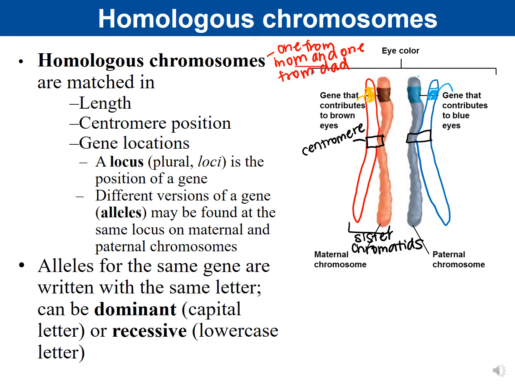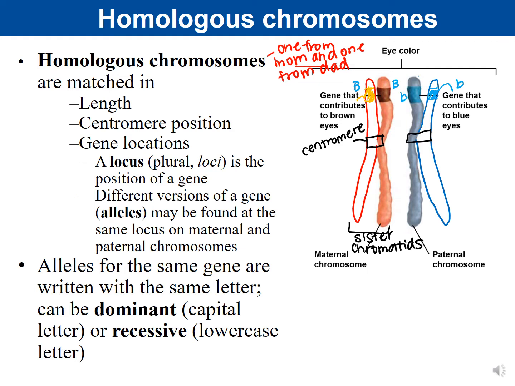Now, if we look at these alleles, alleles of the same gene are written with the same letter. So let's say we use the letter B for the eye color gene. Brown-eyed could be big B, big B. I'll explain what that means in a minute. The blue-eyed gene is going to be recessive, which I'll talk about in a minute, which means that it's going to be little b, little b.